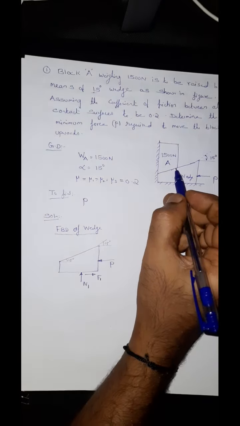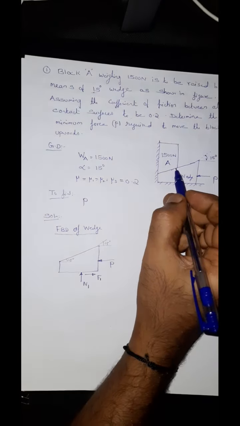So this is 15 degrees to the horizontal. Therefore, this friction force is parallel to the surface, so this will also act at 15 degrees. If you want, you can just draw it in a separate manner. So this is the F2. The horizontal component can be written as F2 cos 15 and the vertical component as F2 sin 15.